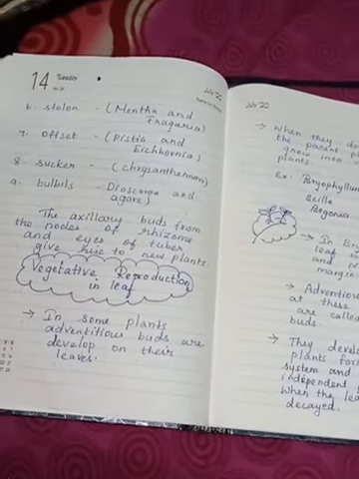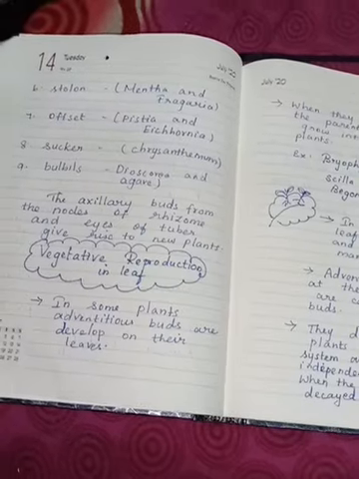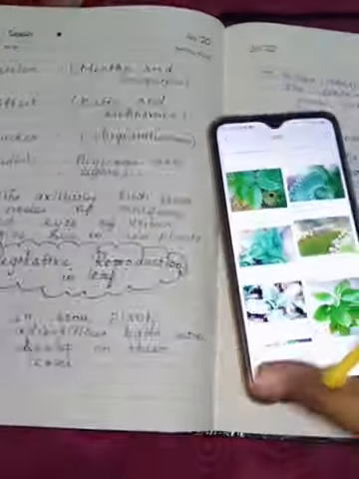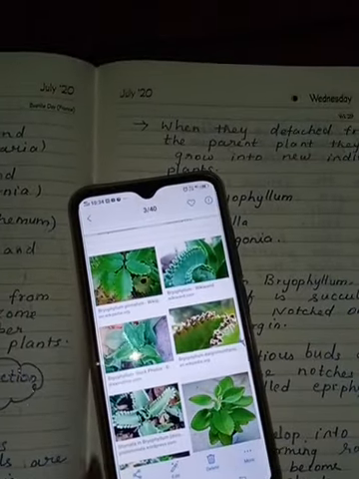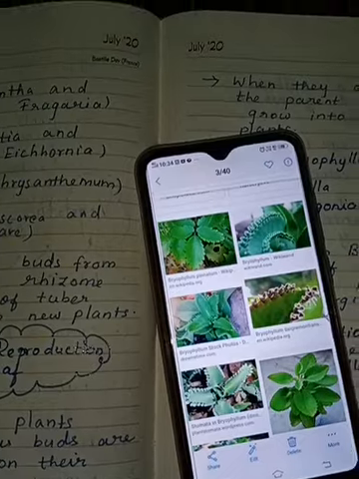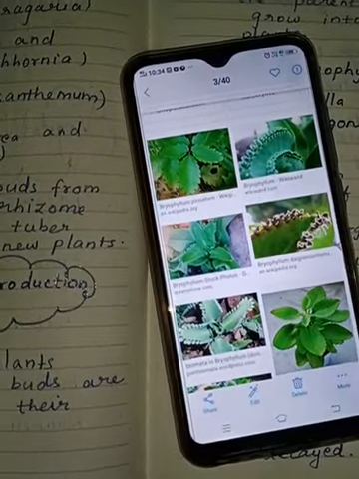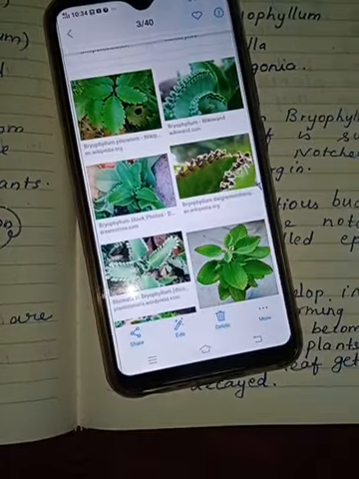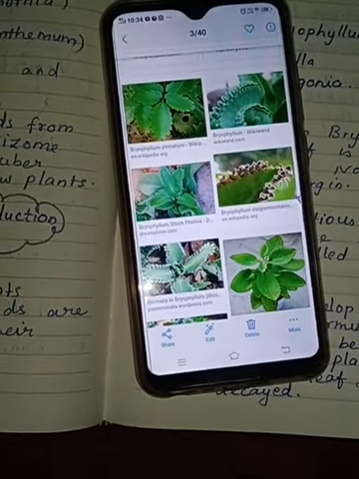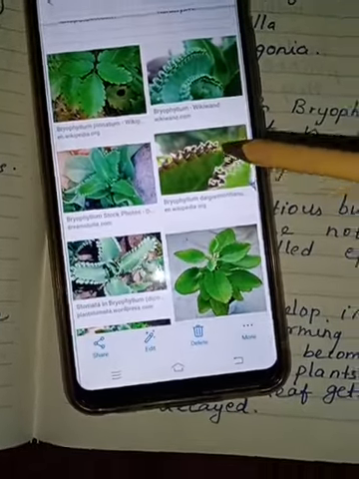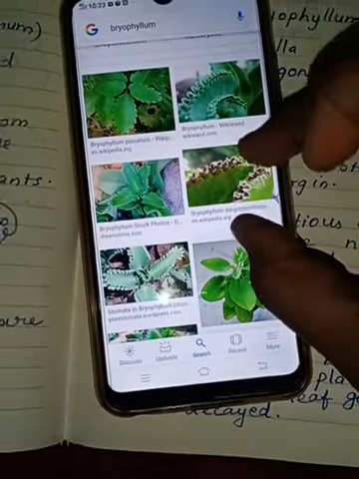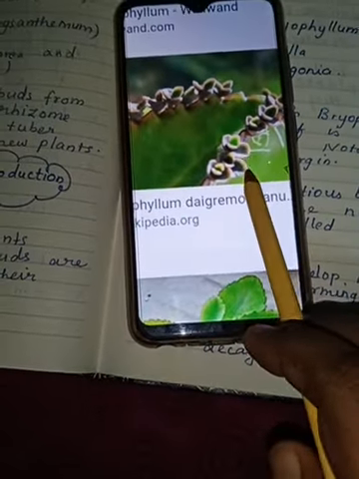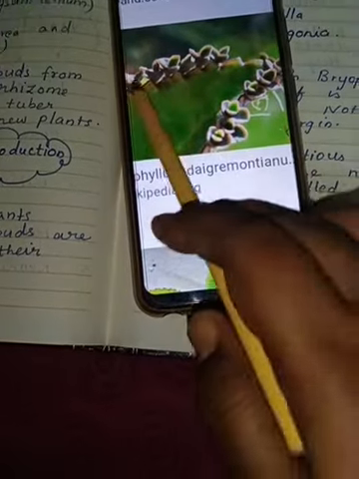Okay. Some plants' adventitious buds develop on their leaf. So see here, some plants' adventitious buds. Here I already mentioned what is meant by adventitious. Production without involvement of radicle and plumule, that one is called as what? Adventitious. So here leaf is producing the plant, right?